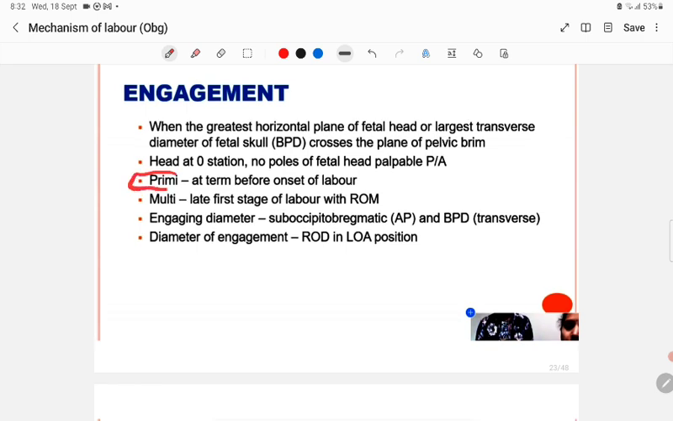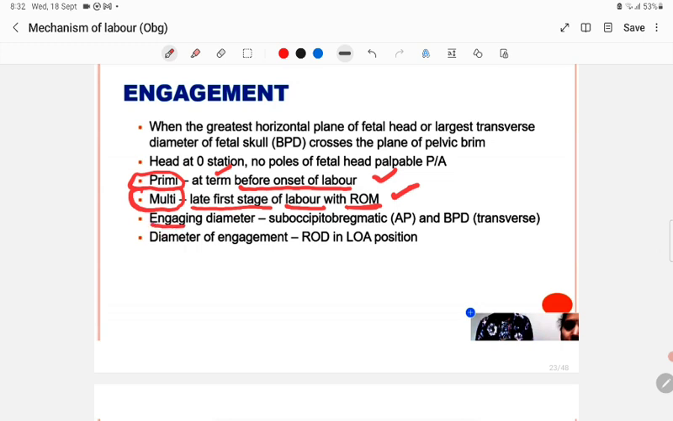In primi, engagement occurs at term, that is before the onset of labor. But in multigravida, it occurs in the late first stage of labor with rupture of membranes. Very important: in primigravida, engagement occurs at term or before the onset of labor. In multigravida, it occurs in the late first stage of labor with rupture of membranes.